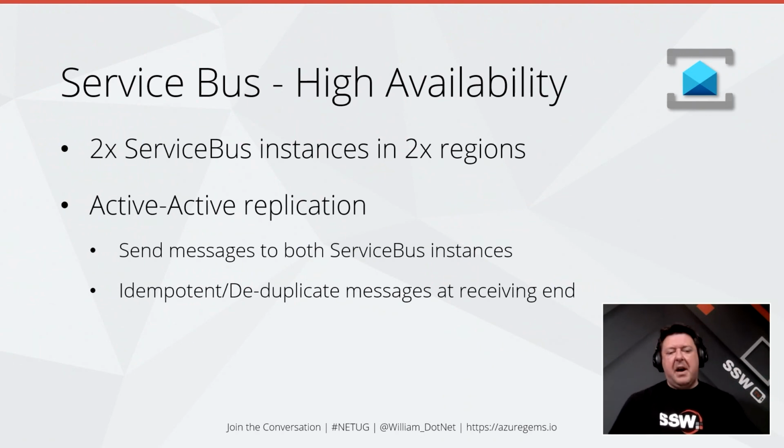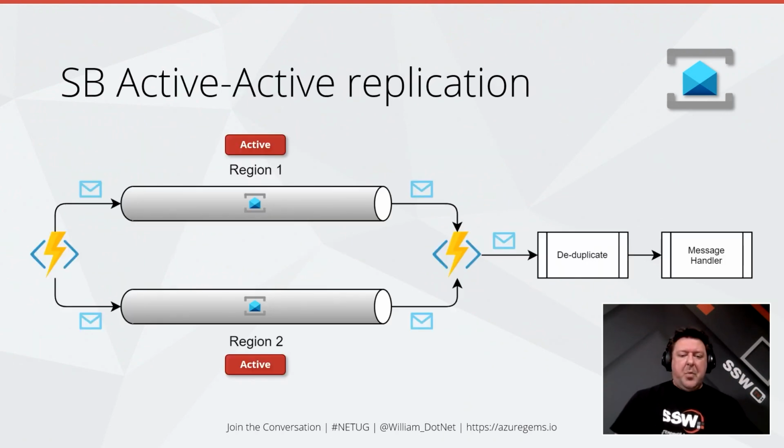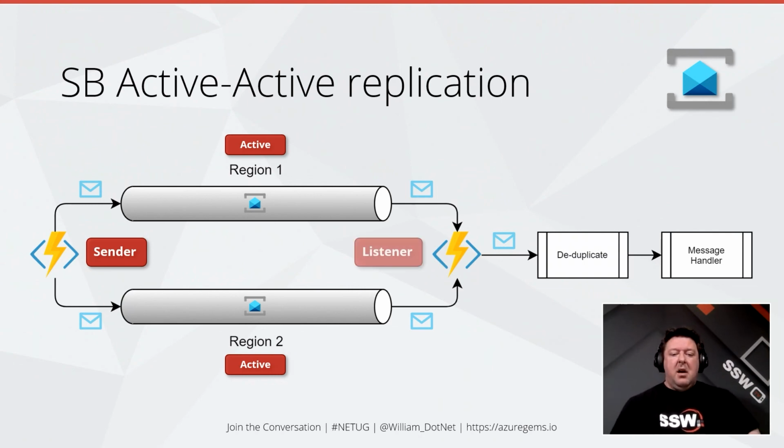There's a bit of complexity you have to add into your listening applications to be able to deal with this. And if we put that into a picture, this is sort of what it looks like. So we have our sending application. We can see that the messages are going to both active regions, region 1 and region 2. And our listening application will receive both of them, but it has to go through that logic to deduplicate the message before it can go and handle it or execute that message. So yeah, not bad. This works, but a little bit of complexity in there.